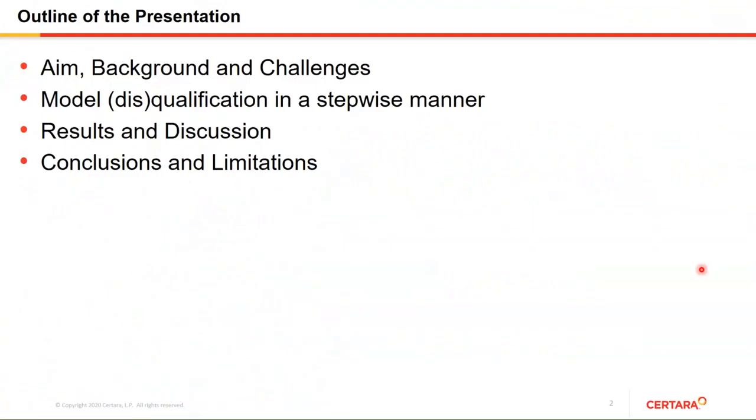So the outline of my presentation would be like I would be discussing briefly about the aim of the current work, a bit about the background and the challenges which were there in developing a compound file for ritonavir. We followed a model qualification or disqualification approach, which we did in a stepwise manner, and we're gonna go through all the steps. We'll have a discussion about the results and what are the mechanistic basis of the results which we observed. And finally, we'll have some conclusions, and we also discuss some of the limitations of the current model.